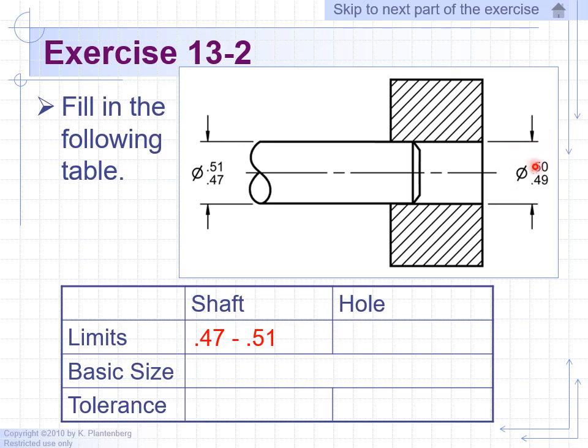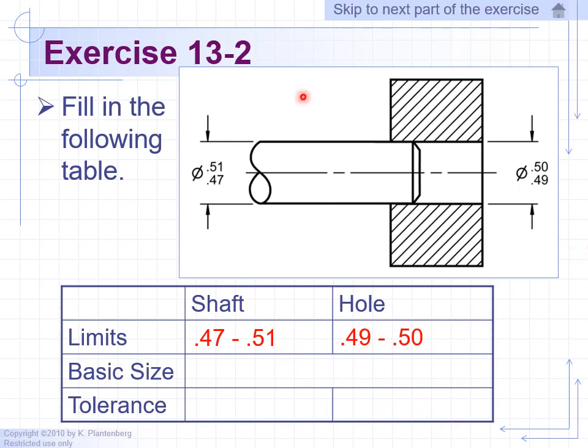And now let's take a look at the hole. The maximum hole allowed is 0.50 and the minimum is 0.49. So again, minimum 0.49 up to 0.50 in diameter for the hole. When you call out limits vertically, you put the max on top, minimum on the bottom. When you call it out horizontally, you call out the minimum first and then the max.